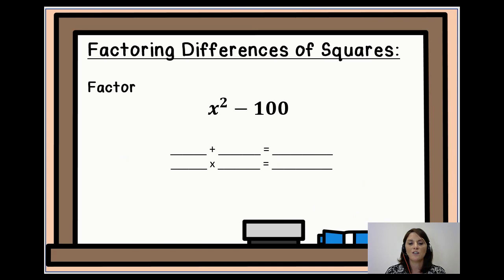Okay, so we're going to factor x squared subtract 100. So notice that there is no middle term with an x. So we could have written this as x squared plus 0x subtract 100, but I don't really need to write the 0x because anything times 0 is just 0. But you do need to know that the middle term has to add to give 0. So we are looking for two numbers that add to 0 and multiply to give negative 100. Okay, go ahead and think about those factors.